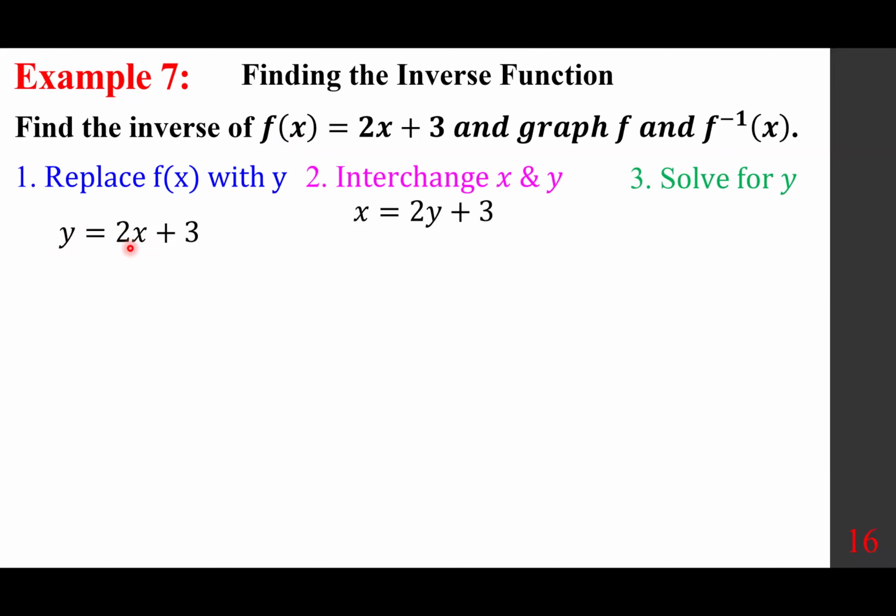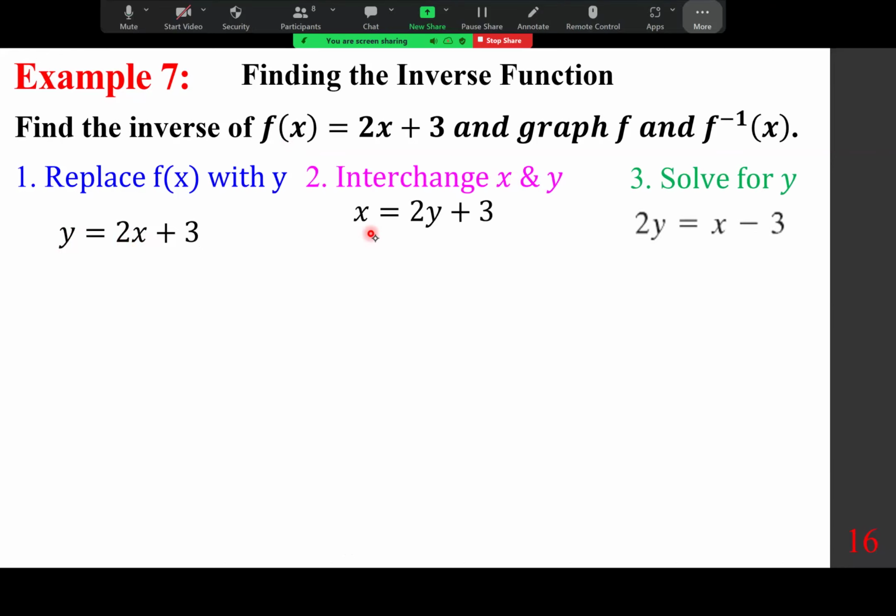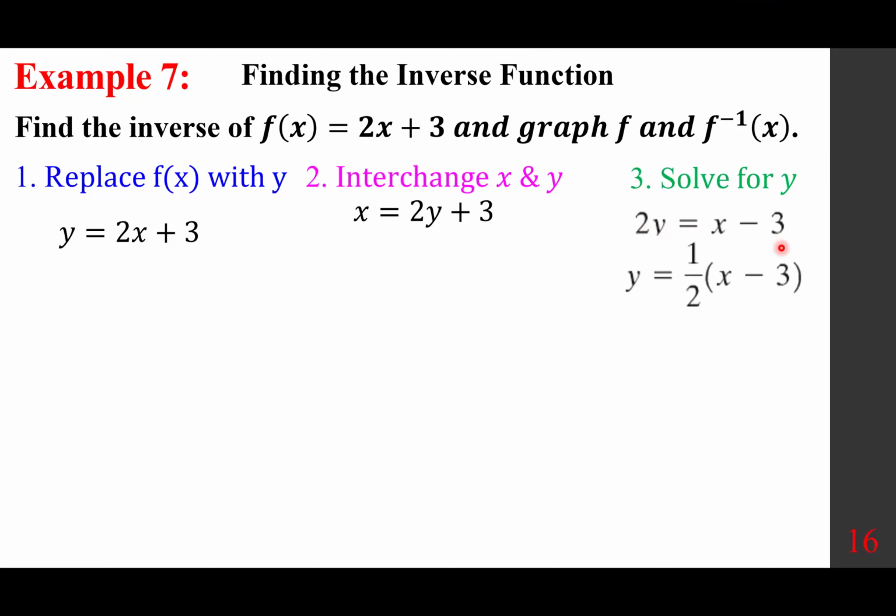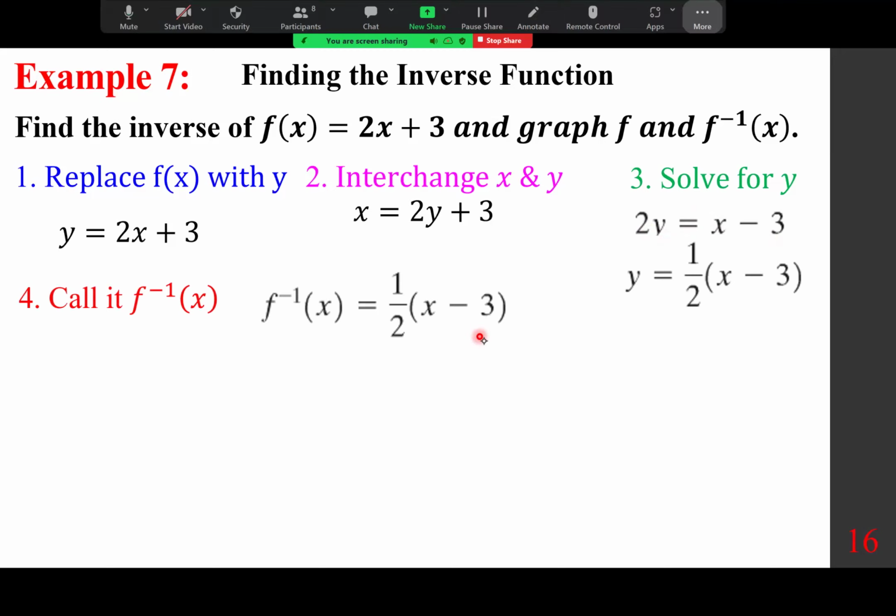That means we are going to move the 3, we make it x minus 3. And now we're going to divide both sides by 2. So y becomes half of the right side. Y becomes half of x minus 3. Now, give it a name, f inverse. So therefore, f inverse of x is 1/2 x minus 3.